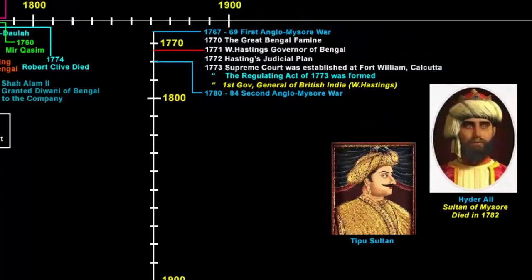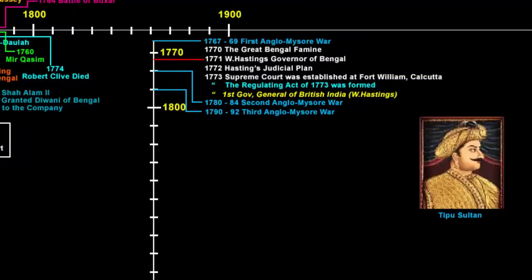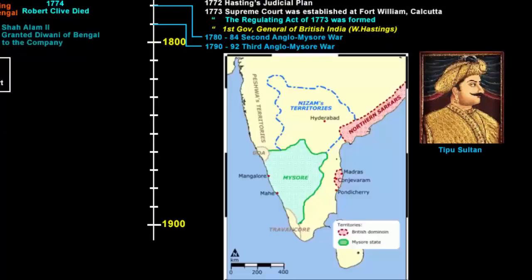The third Anglo-Mysore War was fought between 1790 to 1792. It was again under the leadership of Tipu Sultan, but this time France was an ally of Mysore. Tipu Sultan established a close relationship with the French in India and modernized his army. Together, they invaded Travancore, which was a British ally.